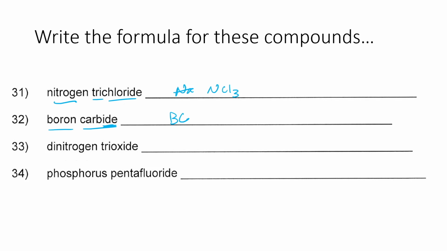Let's see here, and then the next one we have is dinitrogen trioxide. Dinitrogen means two nitrogens, so that makes it easy. N2, and then trioxide means three oxygens, so O3. And then the last one for this page, we're doing phosphorus, which is just a P, pentafluoride, which means it's going to be an F with five of them together. And that's how you do naming.